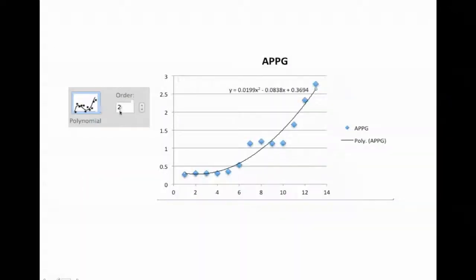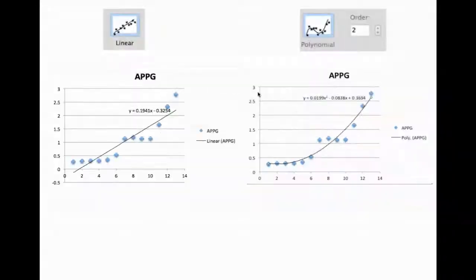So what I'm going to do first of all is click on polynomial and then change the order to 2. 2 means the highest exponent in the polynomial is the squared term, and this is known as a quadratic equation. Notice now how different this looks from the line. As a matter of fact, let me pull them both up so you can take a peek at this. On the left was our linear predictive equation, and on the right is our quadratic predictive equation.